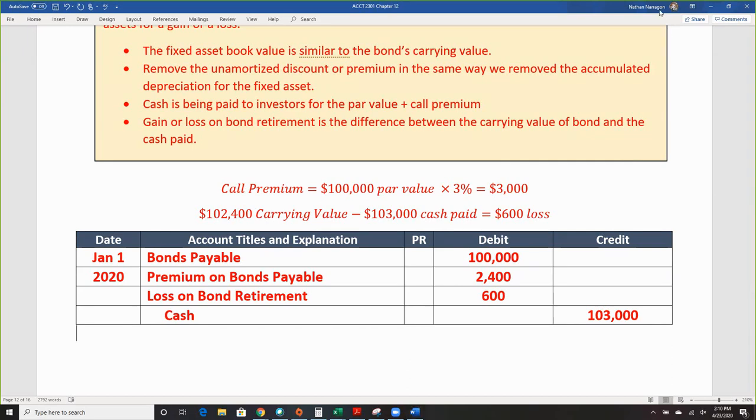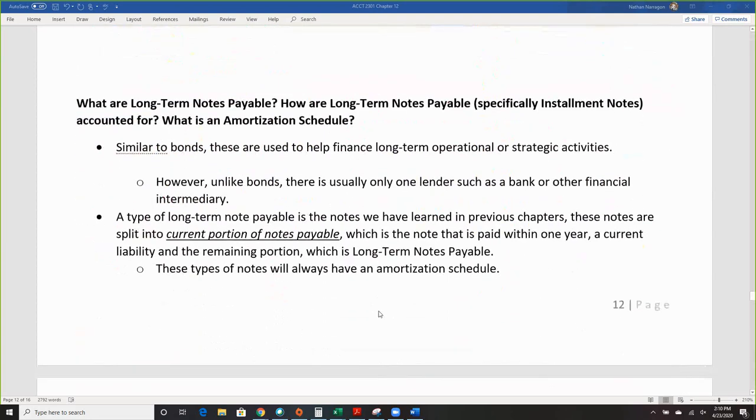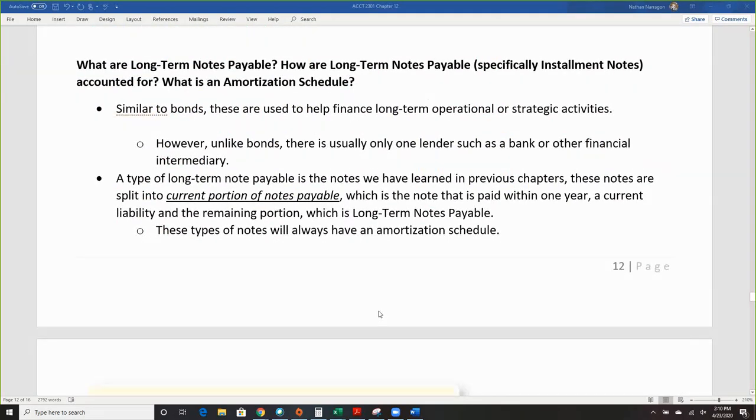So next, we're going to hit the last little part, which of course is the notes and the other debt. With this one, we have long-term notes. Remember, anything that's long-term is basically greater than one year or one accounting period. They're very similar to bonds in the way that they take financing, but they're usually from a bank. These are the long-term notes.